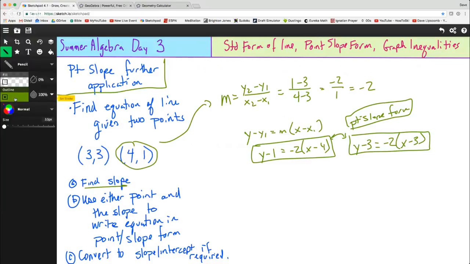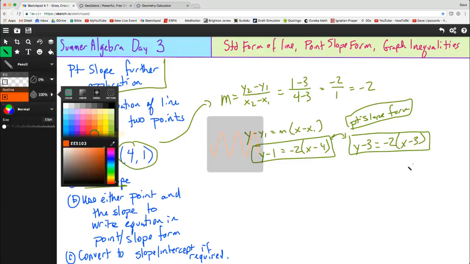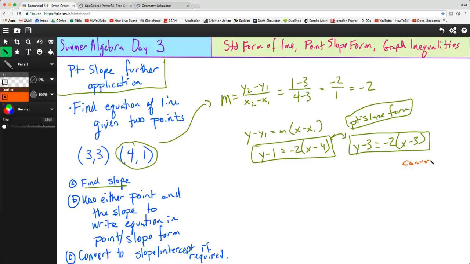Now let's convert here. Let's use a different color as we do this. Now we're going to convert to slope-intercept, and this is guaranteed to be unique. The neat thing about slope-intercept form is, one, it gives you the slope and intercept, but it's always unique. So when I convert both of these to slope-intercept, they better be the same thing.